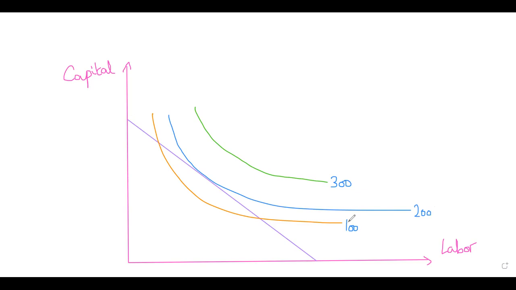That could be anything. That could be cars, that could be cell phones, things like that. And the blue isoquant, as you can see, helps you produce 200 units of the good. And the green isoquant helps you produce 300 units of the good. We did talk about this as well.